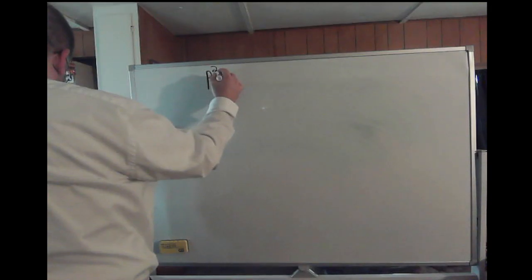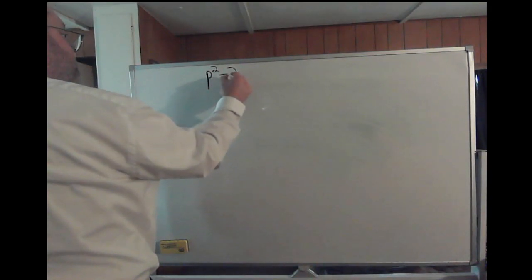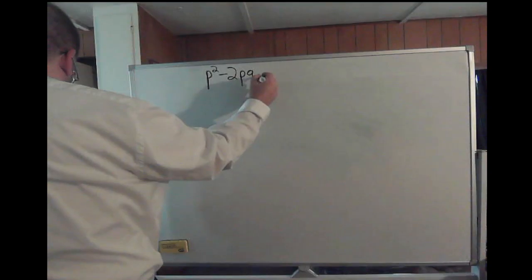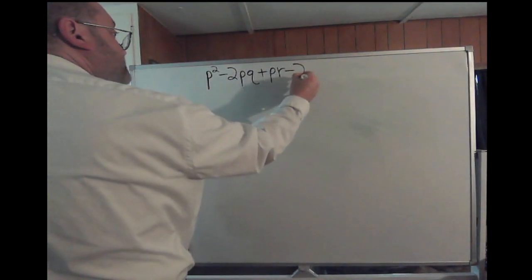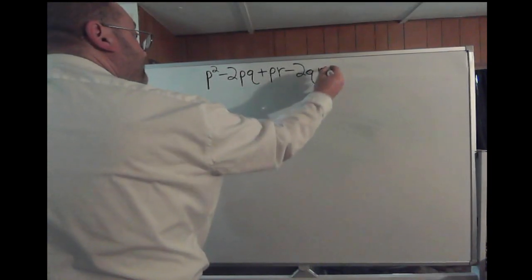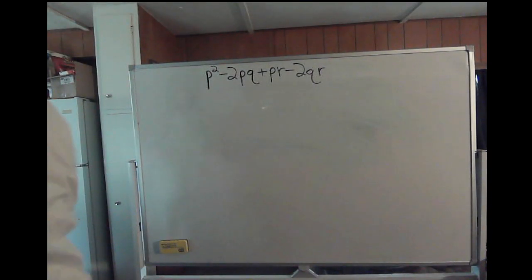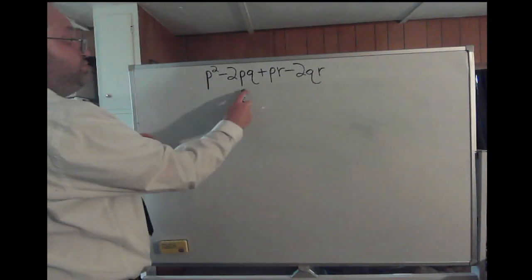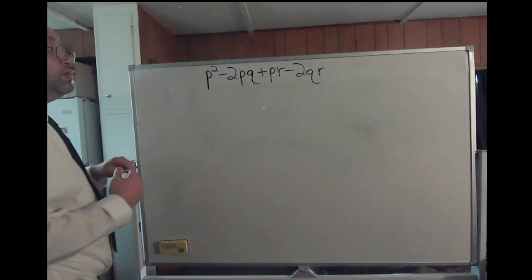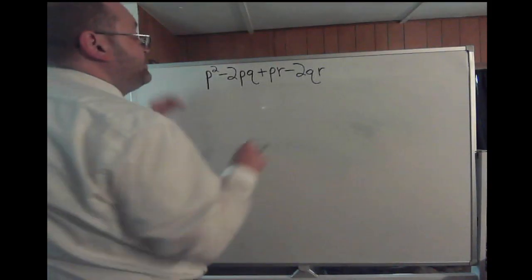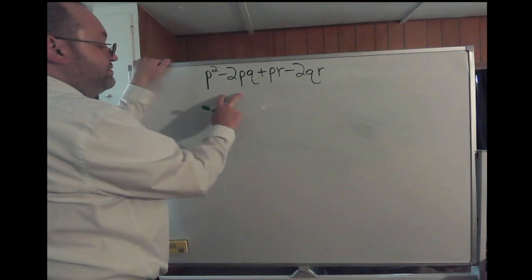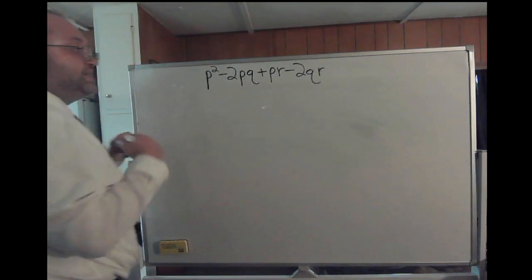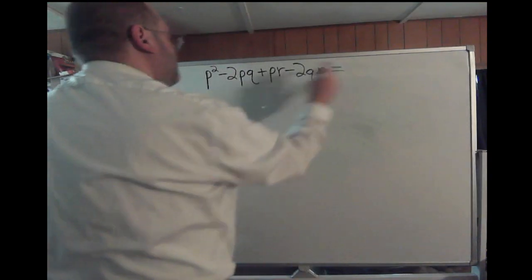Alright, let's see. P squared minus 2pq plus pr minus 2qr. So we've gotten p squared minus 2pq plus pr minus 2qr. How do we factor that? I think once again I'm going to recommend that we do the set of two terms approach, two sets of two terms. So let's just start with the first two terms.